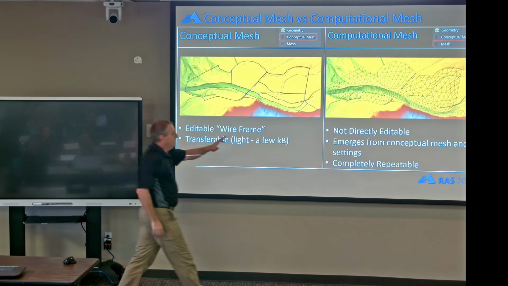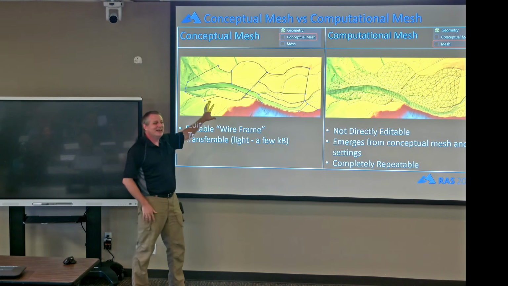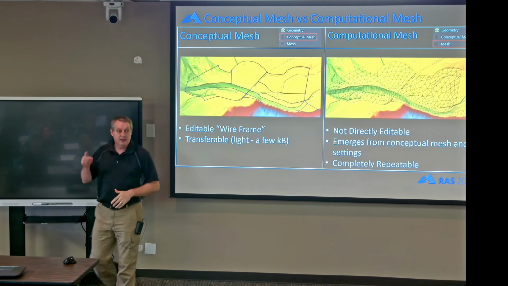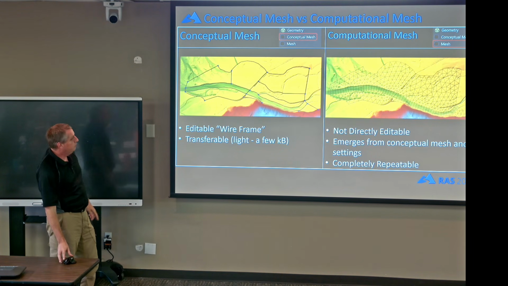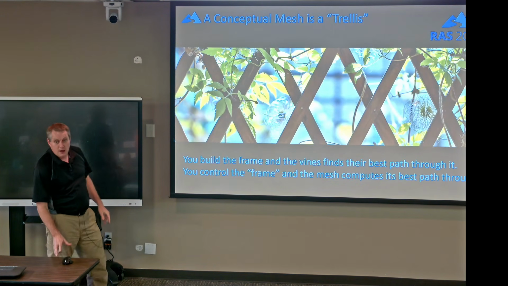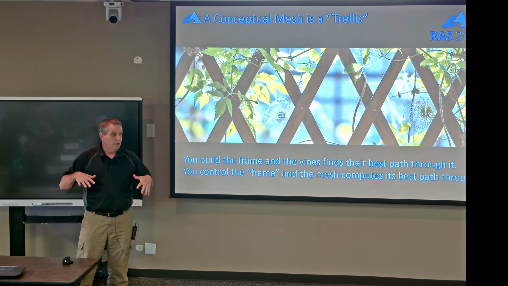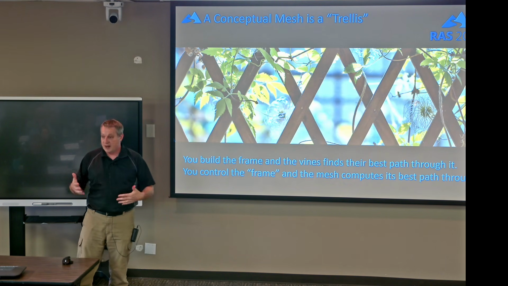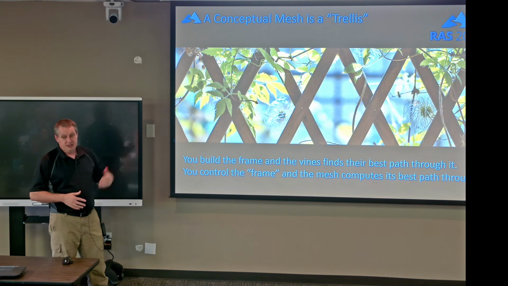So you will not be editing your mesh. This is a conceptual framework that has all the algorithmic rules that you need in order to build your mesh. You, however, are building a trellis. And then the mesh will form according to organic algorithmic rules around your trellis. And if you want a different mesh, you will build a different trellis.